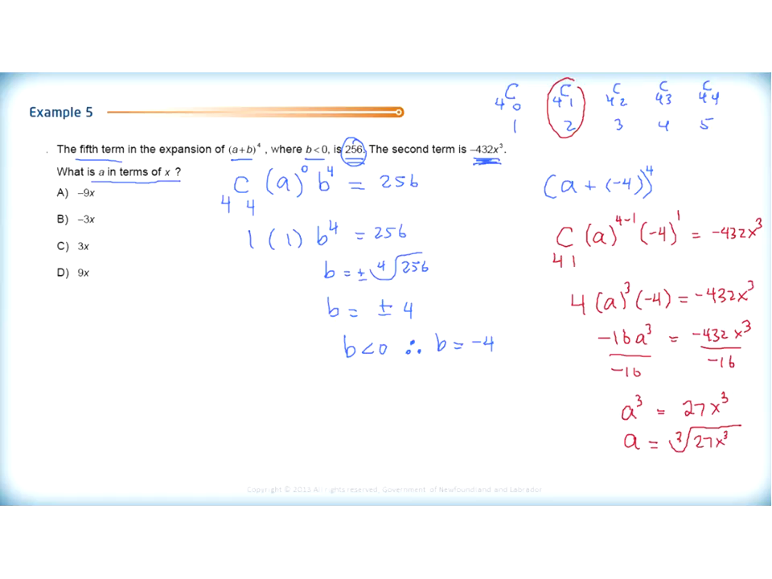I just want to double check my 432 divided by 16. Yeah, it's 27. The cube root of 27x cubed is 3x. Answer C. The cube root of 27x cubed is 3x. 3x times 3x times 3x is 27x cubed. I've just found the value of A in terms of x. A is equal to 3x.